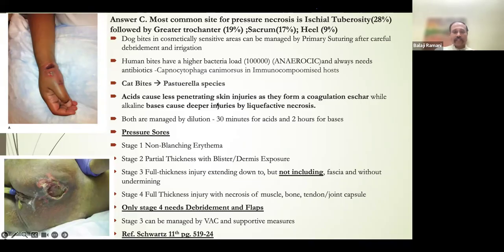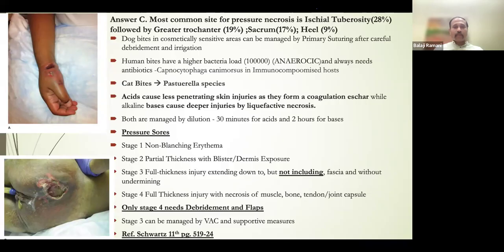So with regard to acids and alkalis, I think all of you are aware already that acids, though they immediately cause destruction, form an eschar. The coagulation eschar is formed because of coagulation of proteins, and because of this, they are less penetrating. On the other hand, alkaline burns are much deeper because of liquefactive necrosis. This is a commonly asked question. I think that has come 2 or 3 times.